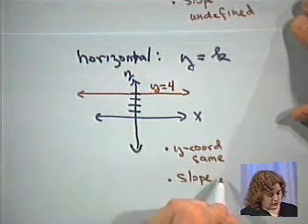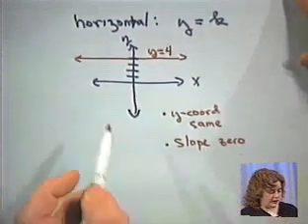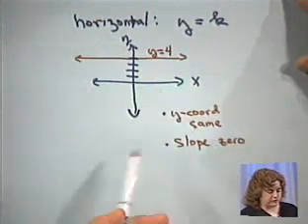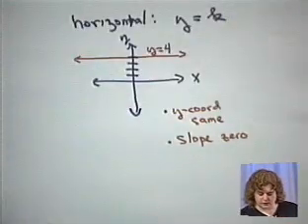And going back to the skiing idea, if you were to ski on this line, you'd be going flat, cross-country skiing, and that's when your slope is 0. And that may be a useful memory device for you.